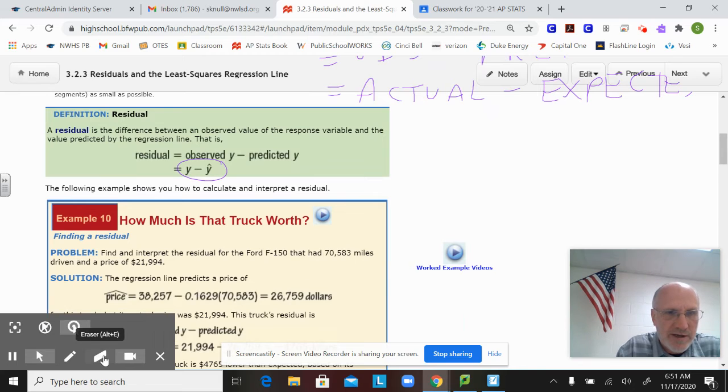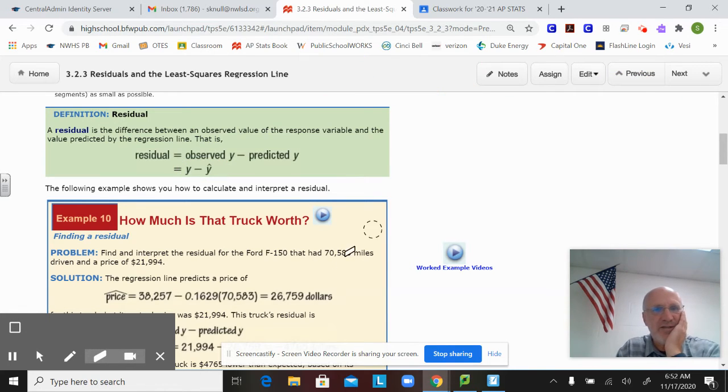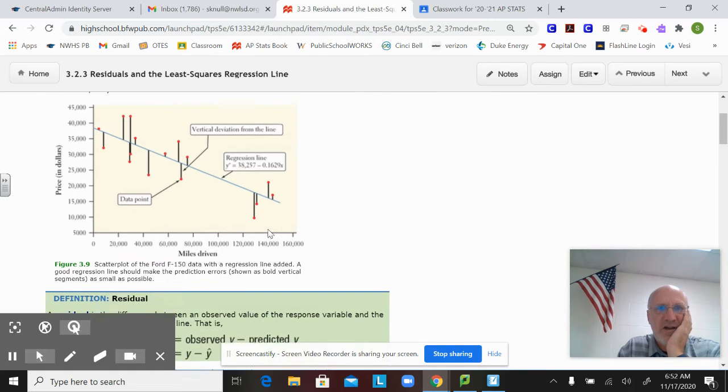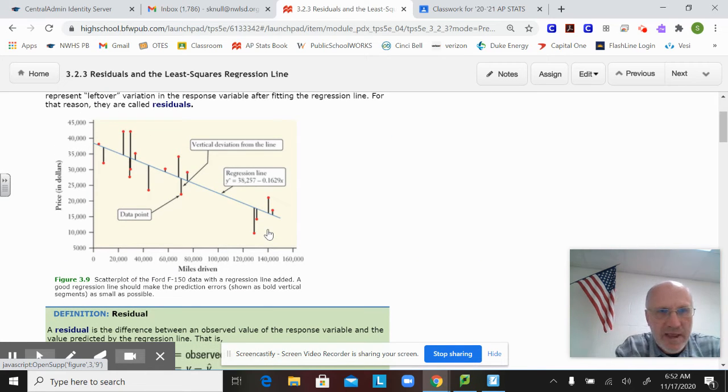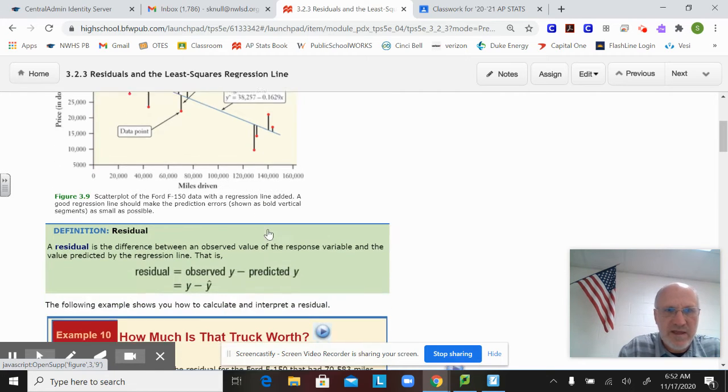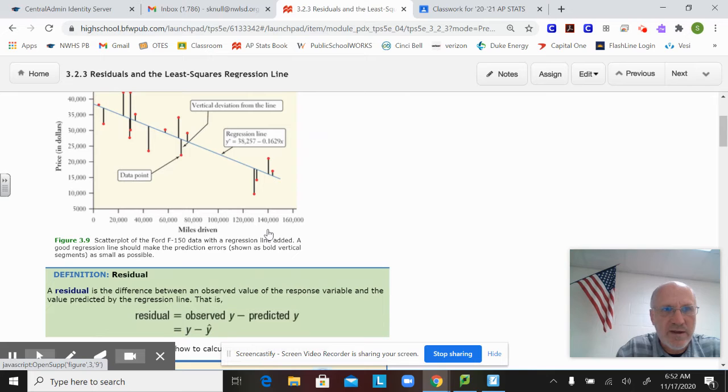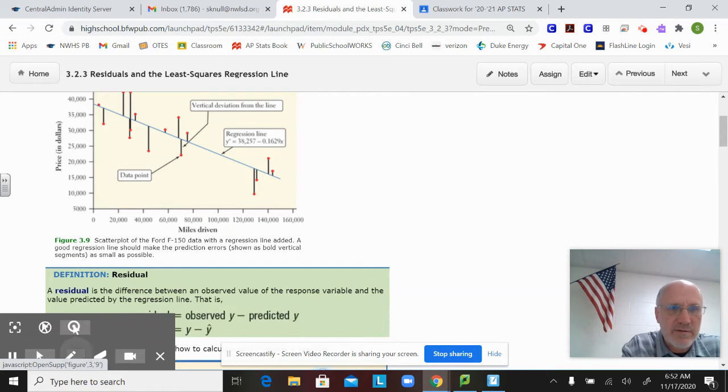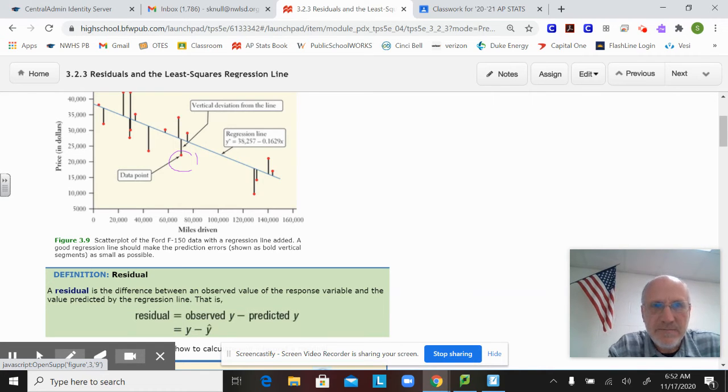So let's see if we can find that. Let me clear off the drawings here. So 70,000 and 21,994. Let me see if I can find it up here. 70,000 and what was it? 21,994. So there it is right there. So that's the actual point that this question is asking the residual for. Notice it is below the regression line. And if my residual is actual minus expected, my actual y value is lower than my expected. So my residual is going to be a negative number in this case.